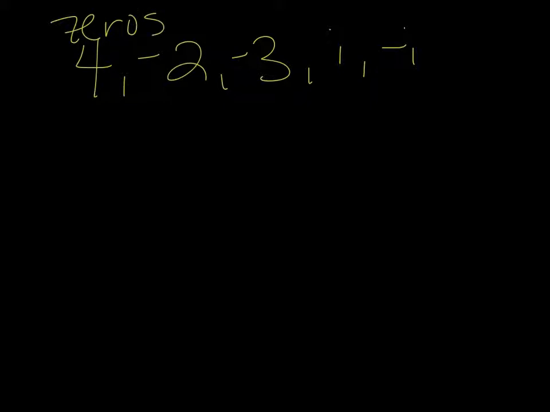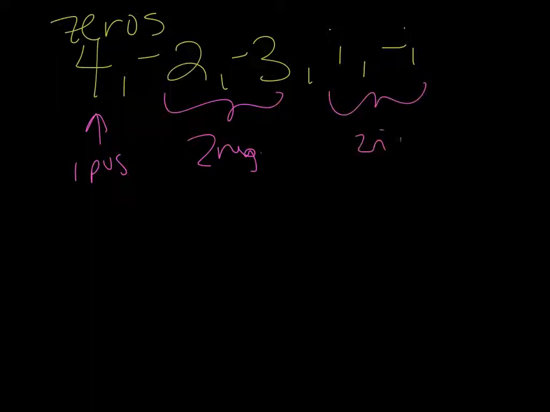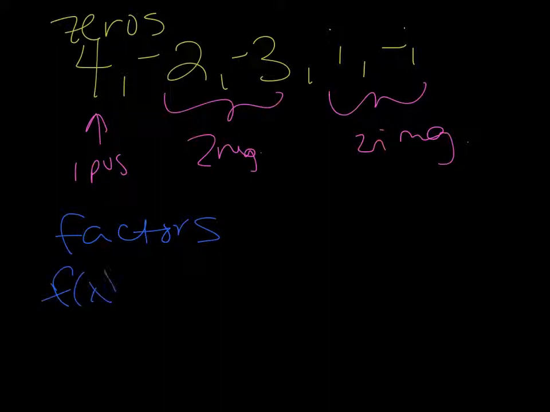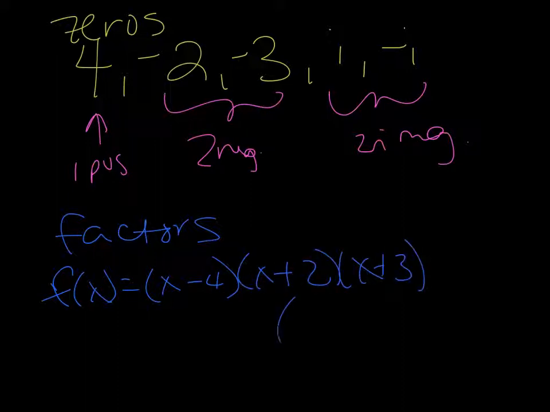So again, we had 1 positive and 2 negative, and that's what it possibly said. It said I would have 1 positive, and I could either have 4, 2, or 0 negative, and I have 2 imaginary, or 2 complex. So if I write them as factors, that's x minus 4, x plus 2, x plus 3, x minus i, x plus i.